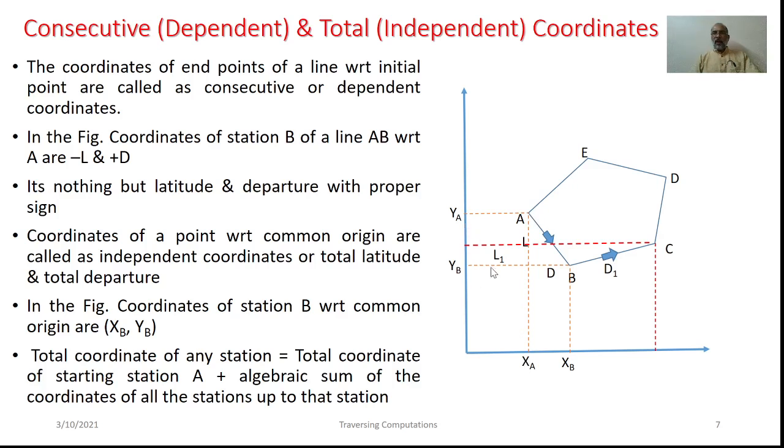In order to determine the total coordinate at any station, we have to start with the initial station. So, the total coordinate of this starting station plus the coordinate of station B with the proper sign, plus the coordinate of this line up to station C. As such, the total coordinate of any station is expressed as the total coordinate of the starting station plus the algebraic sum of all the coordinates of the stations up to the station under consideration.